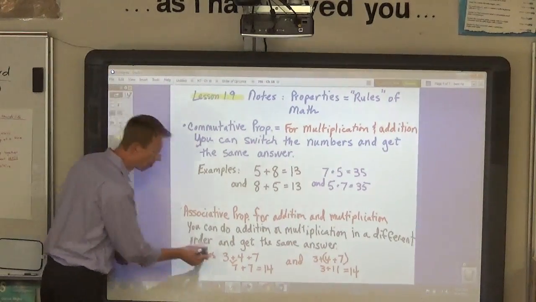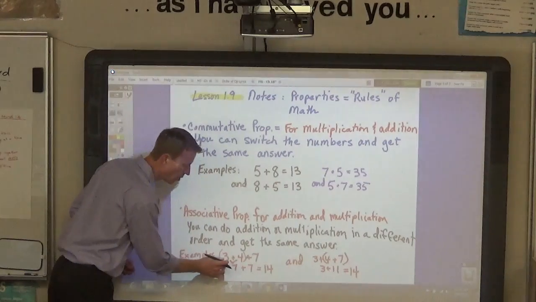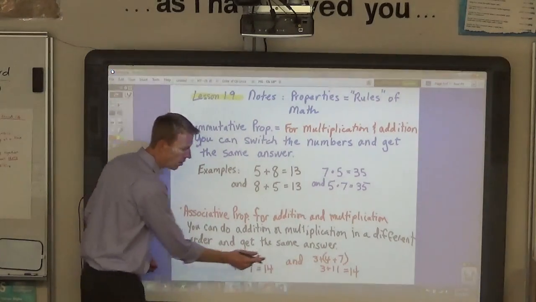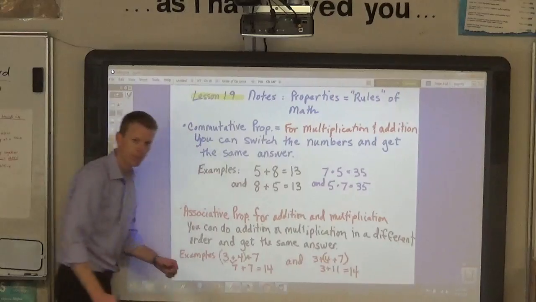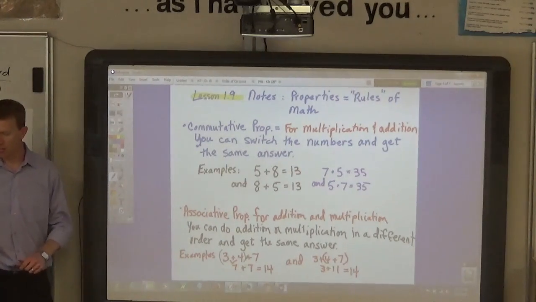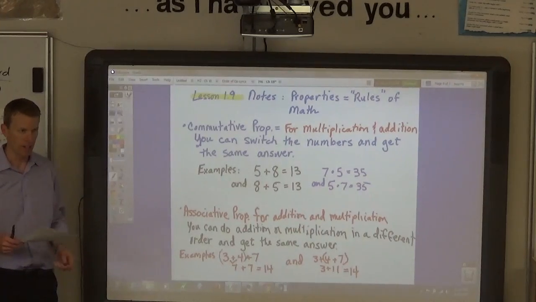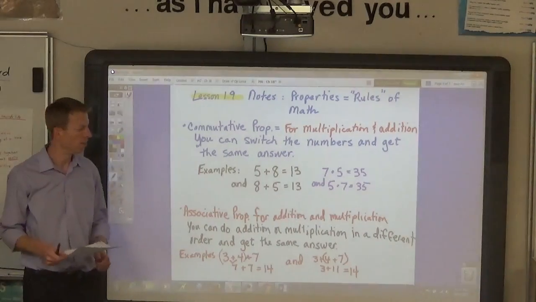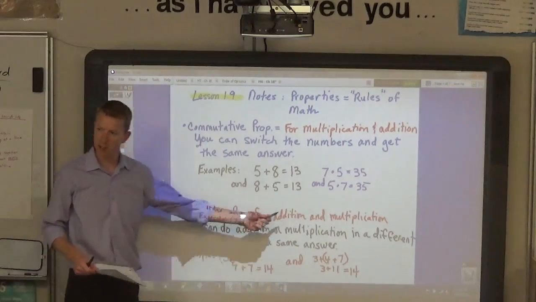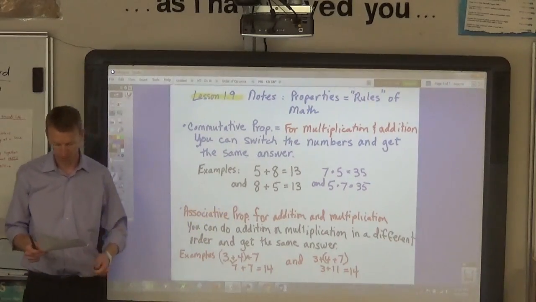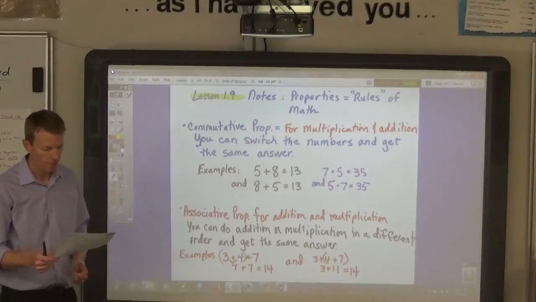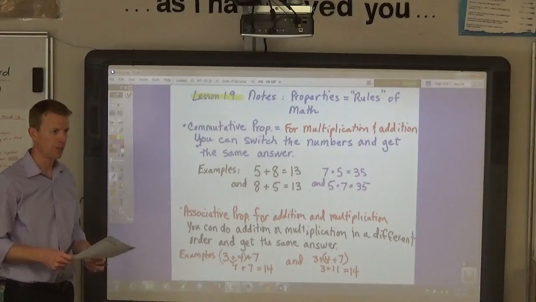Remember, the associative property has, instead of doing the one on the left first, you can do the one on the right, and then do the other addition. So this is the associative property of addition.